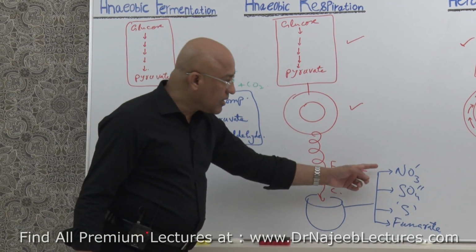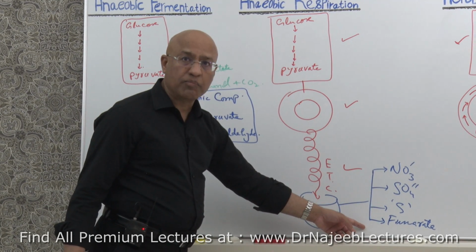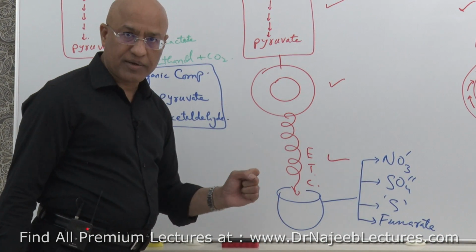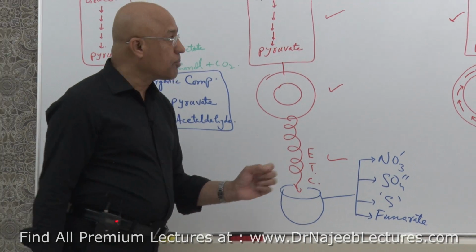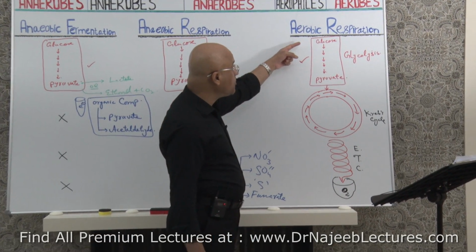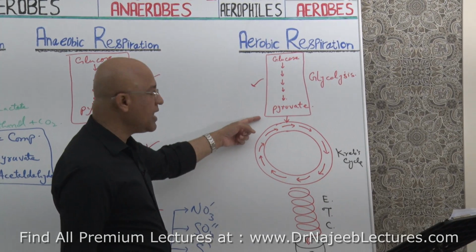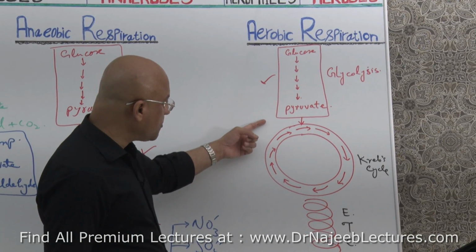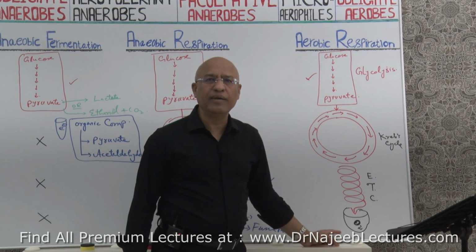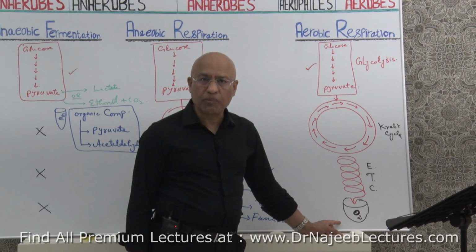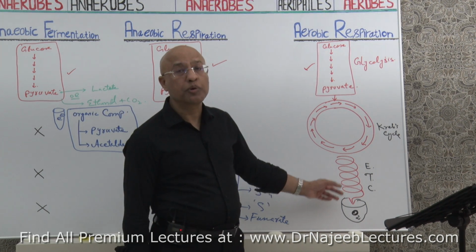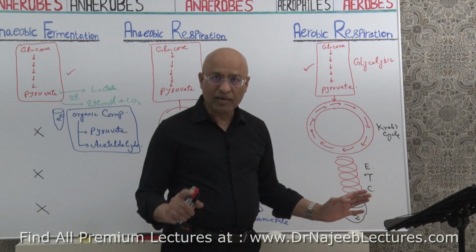It is using some other inorganic or sometimes organic compound, inorganic like nitrate, sulfate, or elemental sulfur, or fumarate, right? But then the most advanced mechanism is what? Aerobic respiration. Aerobic cellular respiration has the glycolysis pathway, as our cells do, the Krebs cycle, the electron transport chain, and in the end, as the final electron acceptor, we use oxygen, and this helps to produce a lot of energy, right?